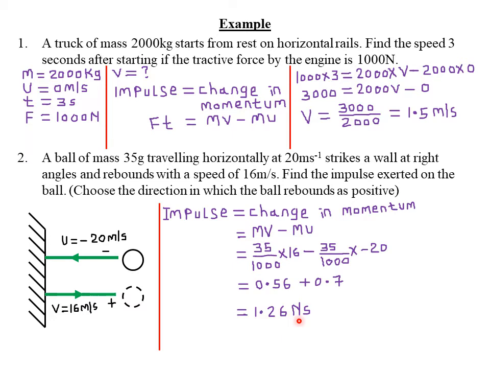So the most important point to note here is the directions in which those particular quantities, or that particular ball, is moving. So if you are given one of the directions as positive, then the ball, after bouncing back, moves in the opposite direction, so the other direction must be negative, and vice versa.